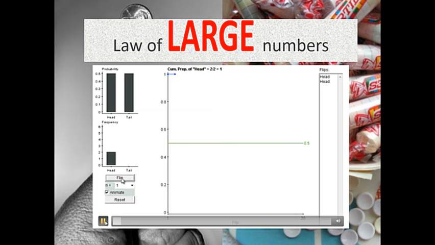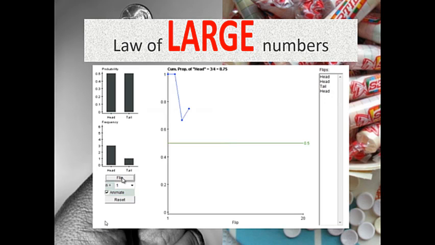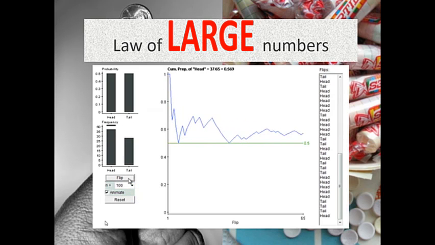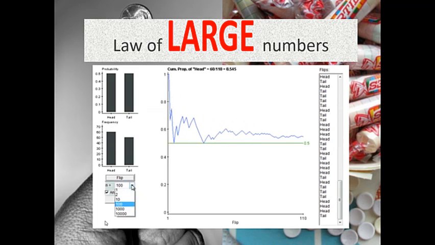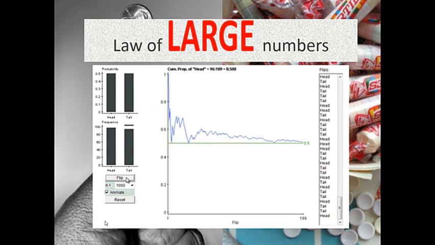This animation shows the law of large numbers in action. A fair coin is being flipped repeatedly. The blue line represents the empirical probability. As the coin is flipped again and again, the proportion of heads observed changes, so the blue values change as well. The green line is at the theoretical probability of heads, which is 0.5.